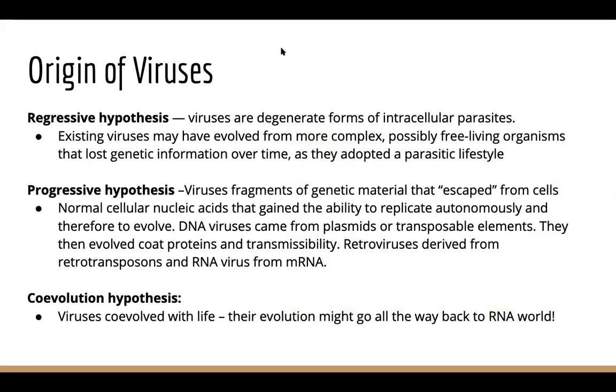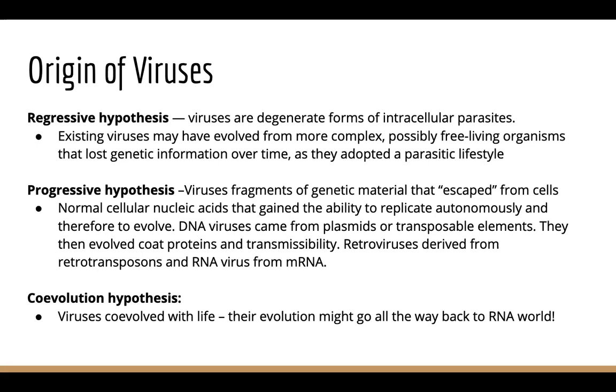Where do viruses come from? There are three general hypotheses for the origins of viruses: the regressive hypothesis, the progressive hypothesis, and the coevolution hypothesis. With the regressive hypothesis, it is predicted that viruses are degenerate forms of intracellular parasites. You can think about them as once having been a little bit more complex organism, like a bacteria, which lost a bunch of genes, and over time, because they lost the ability to do things like replicate themselves, they adopted a parasitic lifestyle.